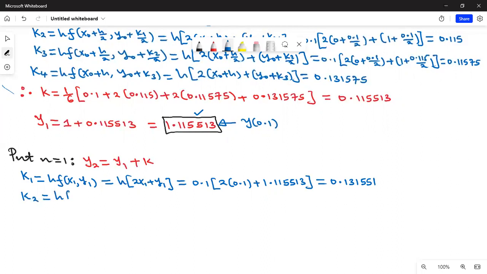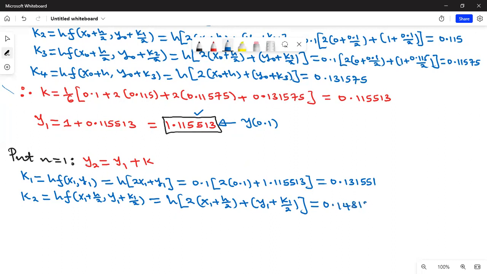Find K2. That will be H f of x1 plus H over 2, comma, y1 plus K1 over 2. And this is the same as H into twice x1 plus H over 2 plus y1 plus k1 over 2. So you substitute those values, and when you press in your calculator, you need to get k2 is equal to 0.148129.